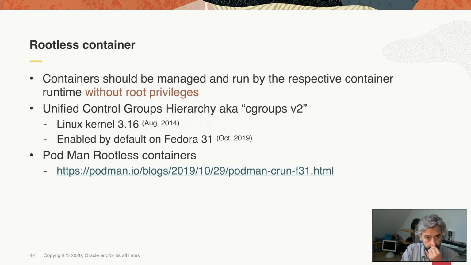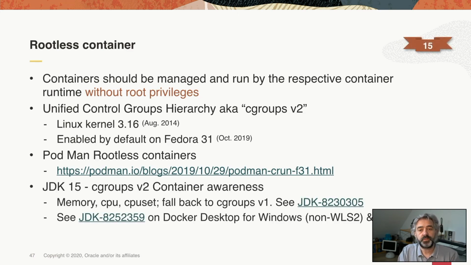Something else that I want to quickly mention is rootless containers. It's something which is quite new, and the idea is that you don't want to run any container as root. For that, you probably want to use CGroups v2. CGroups v2 are not really new. They have been in the kernel since 2014, but it's only recently, with software such as Podman, that CGroups v2 are getting adopted. JDK 15 had support for CGroups v2. So CGroups v1 is what we have been using for years, and CGroups v2 is now also supported in JDK 15. So this is transparent.